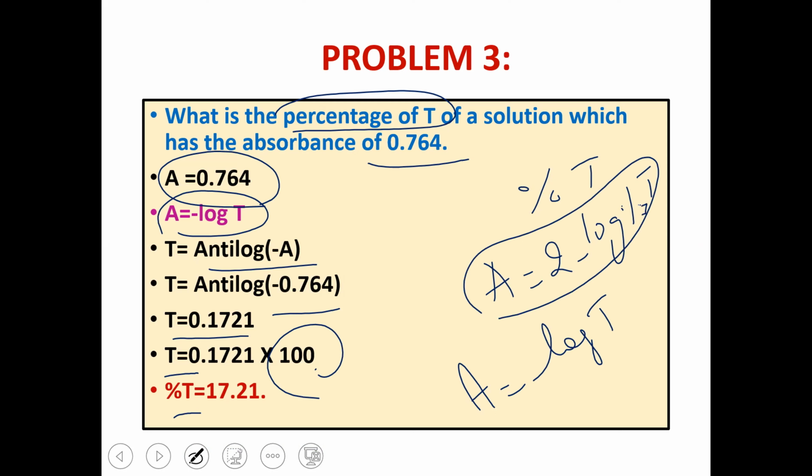Why can you not work out with this formula? When the percentage T is given and you are asked to calculate the absorbance, you can use this formula. But if you are asked to calculate the percentage T, provided the absorbance is given, you have to go with this formula. For absorbance itself we have 2-3 formulas, so you have to know where to apply each properly based on the given terms in the question.